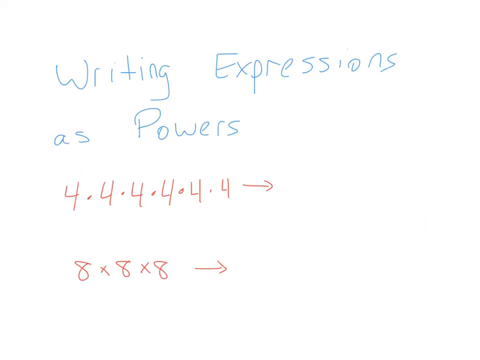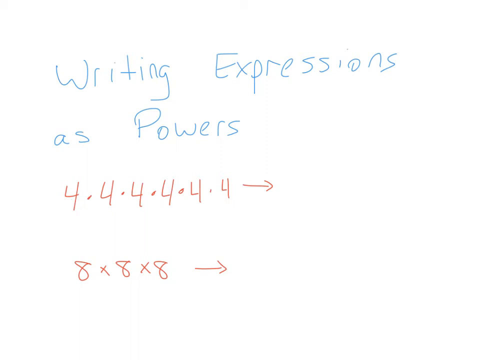All right, so let's write some expressions as powers, okay? So I've given us the expression 4 times 4 times 4 times 4 times 4 times 4. And we remember that the little dot means multiply, right? Now I put the x down here just for a separate example, but here I put the dot. This is really what I'm going to be using commonly and what you guys need to get used to using.